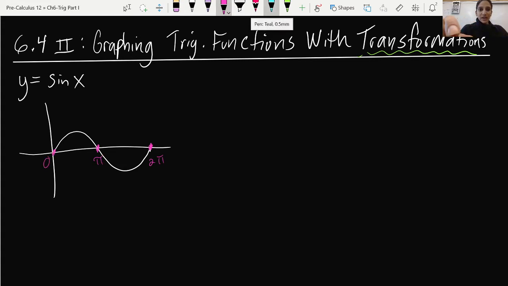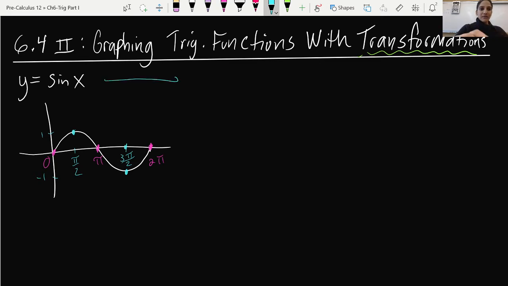If we take a look at our maximum and minimum points, the maximum would be at pi over 2, which is at 1. And this minimum would be at 3 pi over 2, which is at -1. So there's a really quick recap of a regular y equals sine x graph.